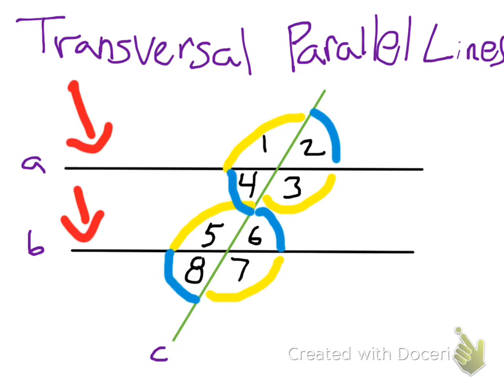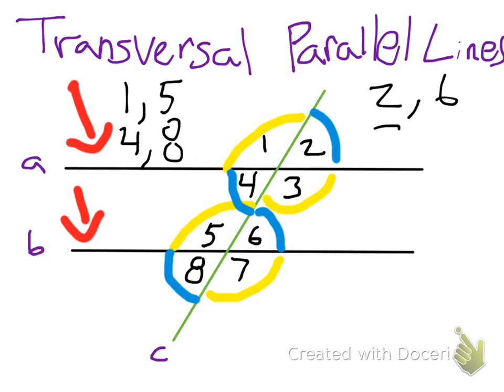So I could very quickly make a list of corresponding angles, and I'm going to choose to do it on the side that the angles are. Angle 1 and angle 5 are corresponding angles. Angle 4 and angle 8 are also corresponding angles. Over on this side, it's angle 2 and angle 6, and angle 3 and angle 7. Those are my corresponding angles that we have.